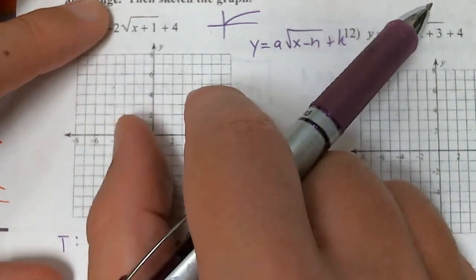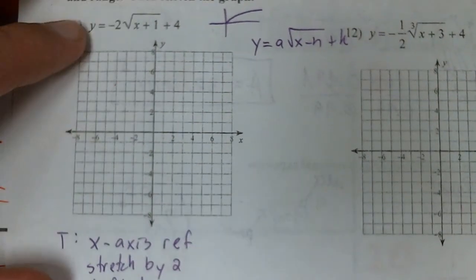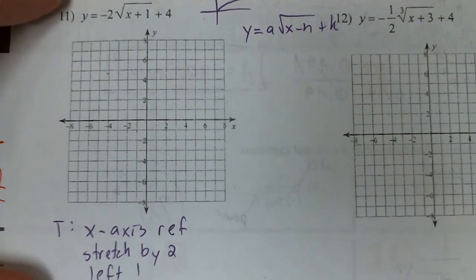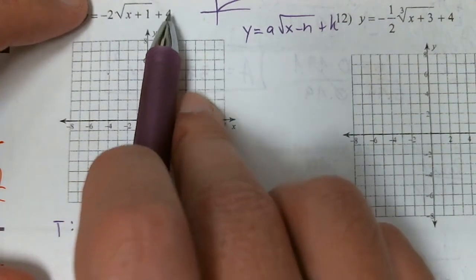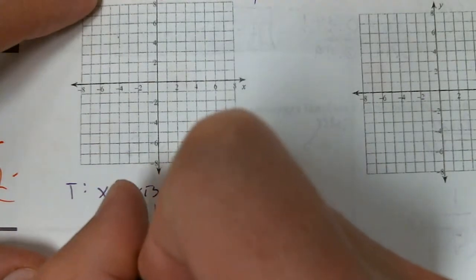Look to see, is my graph shifted 1 to the right, or is it shifted 1 to the left? If you forget about that, you won't have to question it. You'll know exactly what it does. And then the last one is my vertical shift, my k value, so that's going to be up 4.